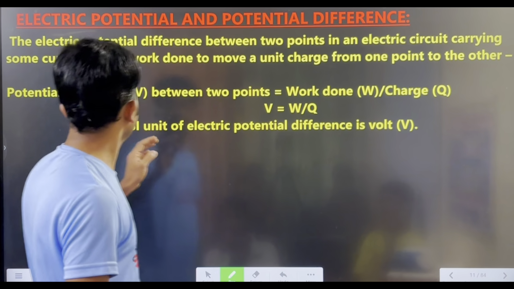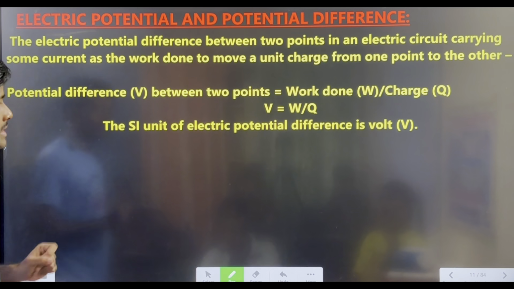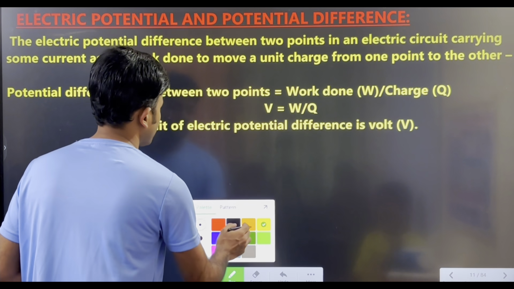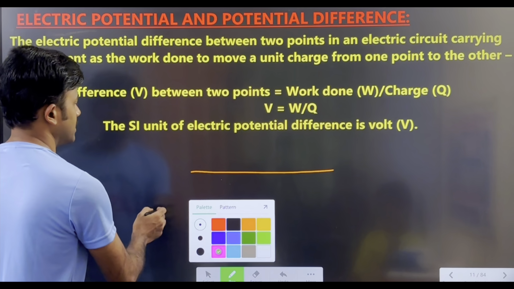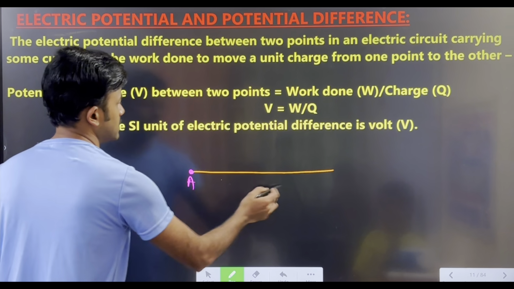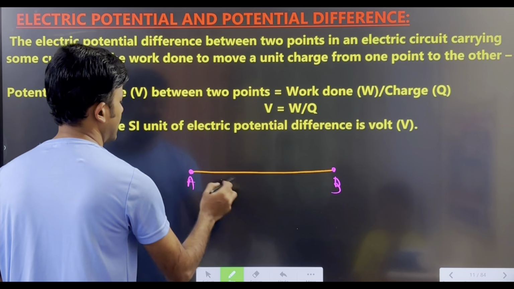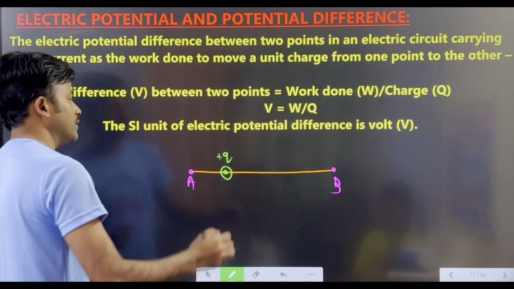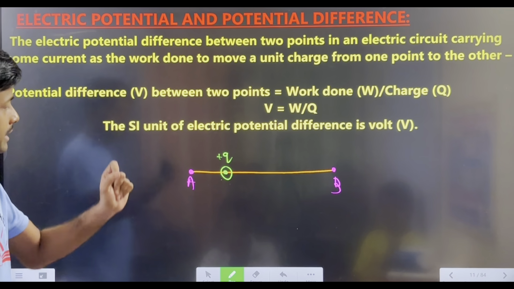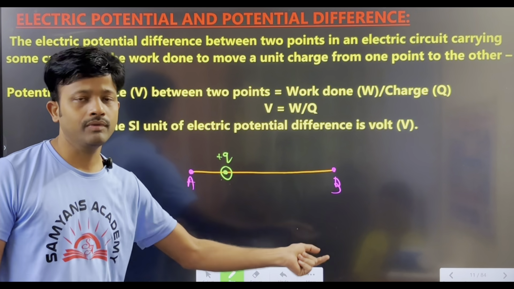Now you see here, electric potential difference. How do you understand this electric potential? Let us see, here the wire is there. Here we have 2 points. Let us say this is point A and this is point B. Here we have some charge. Let us say this is a positive charge, and the value of the charge is Q, and this charge has to flow from point A to point B. Then how will it flow?